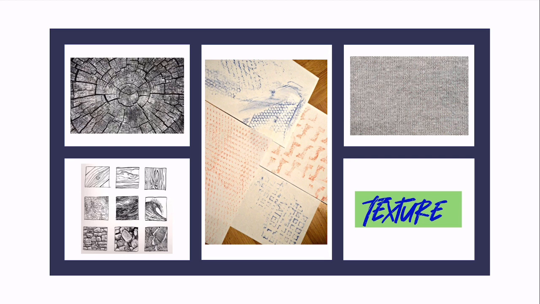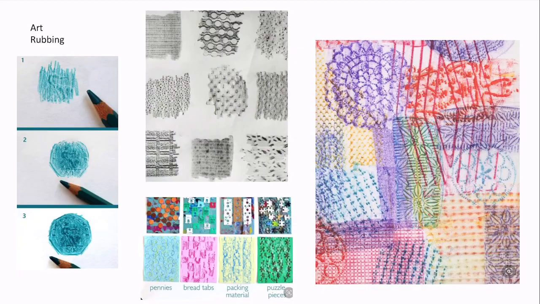So let's have a look at these rubbings then. If we have a look at the image on the left, we can see someone's done a rubbing of a coin, which is very detailed. And then we've got some more abstract shapes in the middle. And we've also got some ideas of rubbings that we can do on the bottom. So we've got pennies, maybe different packaging materials such as bubble wrap or puzzle pieces.